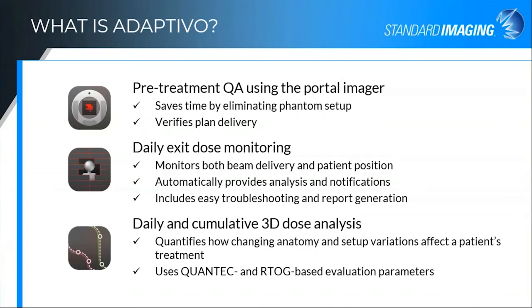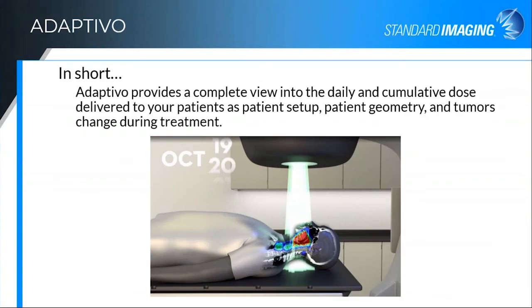The third portion of Adaptivo is where we do our 3D dose calculations for both daily and cumulative dose analysis, so that you can see the effect of either anatomy changes or the setup variations that we know happen, how those really affect a patient's treatment. We preset Adaptivo with some Quantec and RTOG-based evaluation parameters, but you can certainly edit those or add new protocols, whatever is required for your clinic.